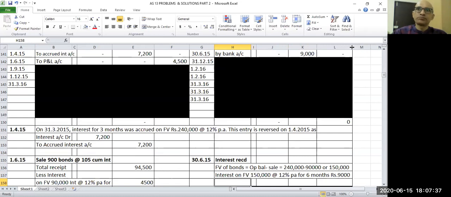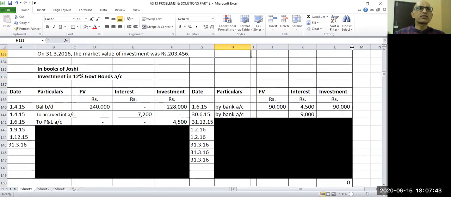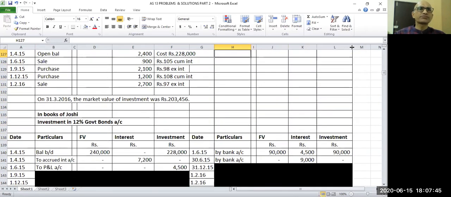Sorry. Let us move on to the further transactions. Let us see what is the next sequence of transaction. Next is on 1st September 2015. You have purchased 2100 bonds. The pricing is 98 rupees per bond ex-interest. If it is an ex-interest transaction, you will additionally pay interest on these bonds.